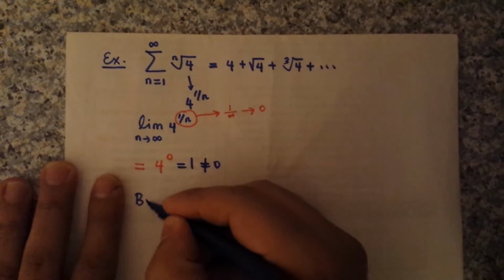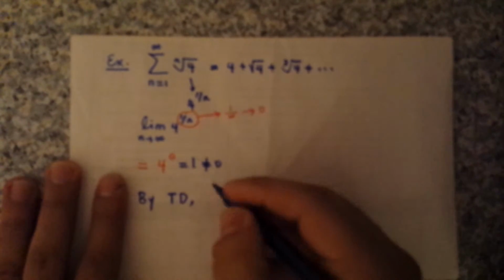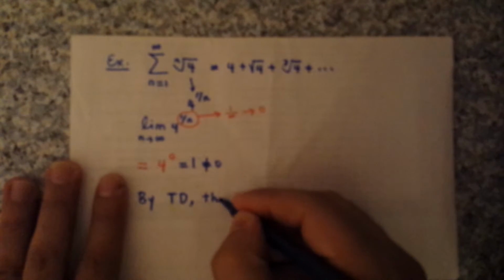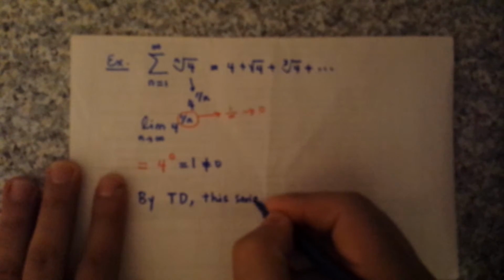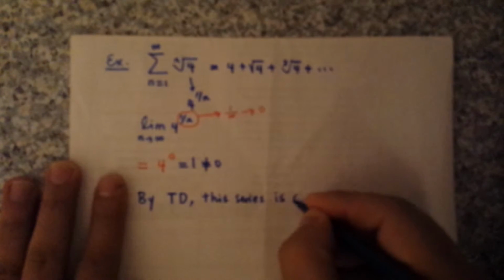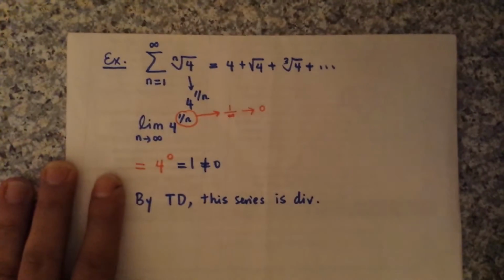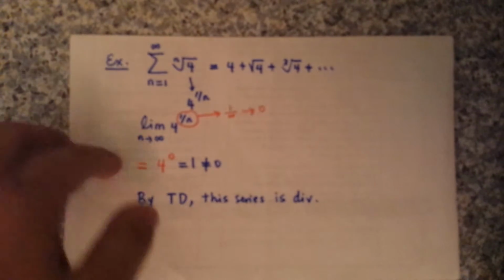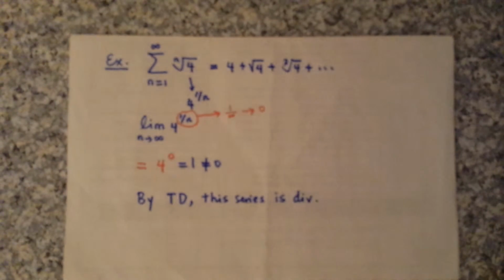So again, by the test for divergence, this series is divergent. So this is another great example.